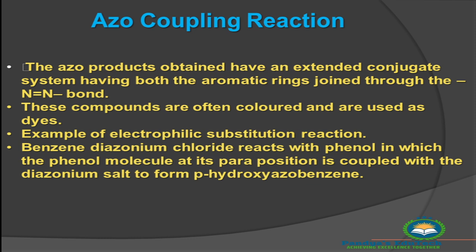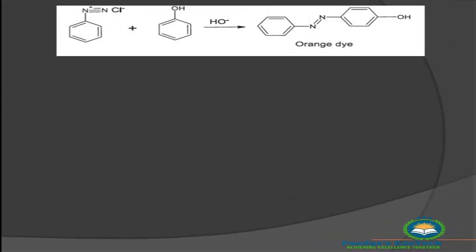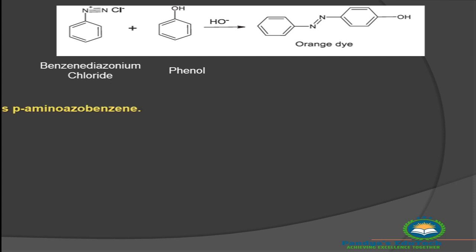Benzene diazonium chloride reacts with phenol, in which the phenol molecule at its para position is coupled with the diazonium salt to form para-hydroxyazobenzene. As you can see, when benzene diazonium chloride is reacted with phenol, it will form an orange dye.